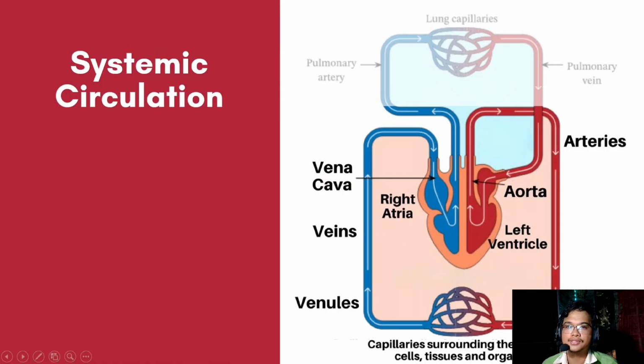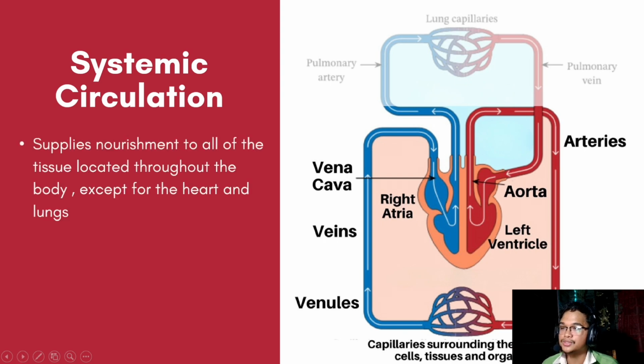Next, we have systemic circulation. Systemic circulation is the supplying of nourishment to all tissue located throughout the body except for the heart and lungs. So it's to every major organ system and body part, except the lungs. Any movement of blood through any part except the heart and lungs is called systemic circulation.